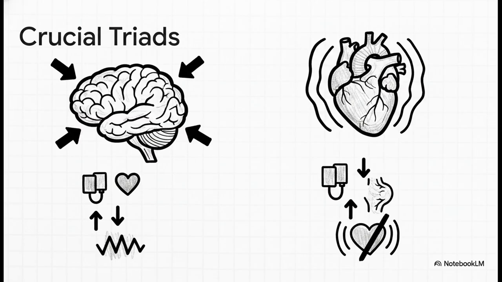Now let's compare two massive physiological warning signs side by side, these crucial triads. Cushing's triad, which is high blood pressure, low heart rate, and irregular respirations, is a giant flashing red flag for increased intracranial pressure and impending brain herniation. On the other hand, Beck's triad, low blood pressure, jugular vein distension, and muffled heart sounds, means the patient is in cardiac tamponade, literally meaning the heart is being crushed by fluid. You've got to know the difference between these two.